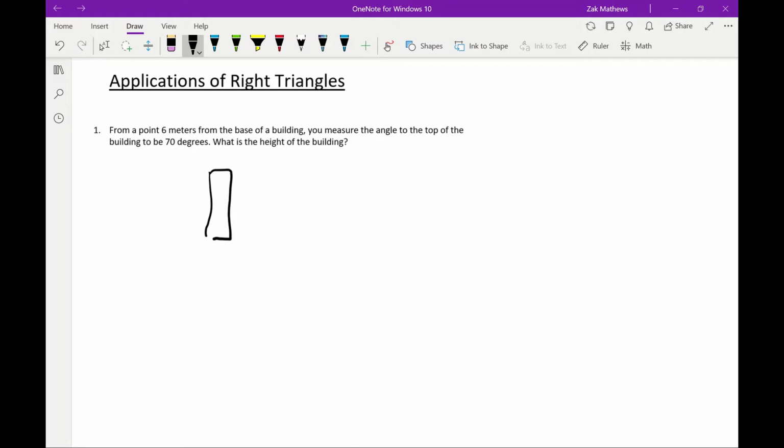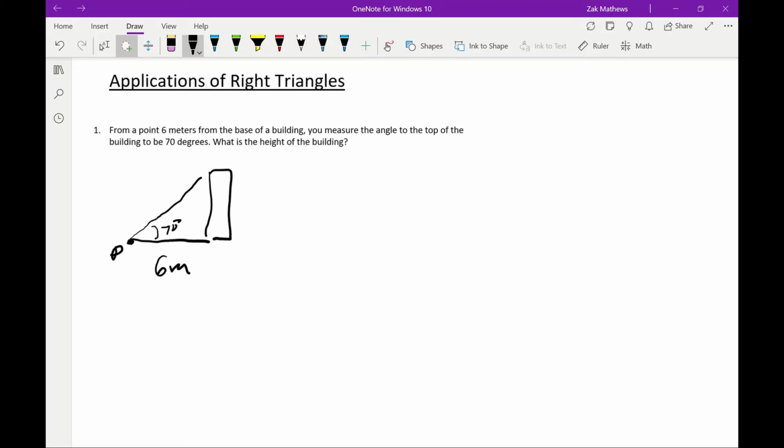Now, for this class, you can always assume buildings are built correctly, meaning they form 90 degrees with the ground, unless it's otherwise stated. So for instance, if I said we have the Leaning Tower of Pisa, that's obviously not going to be at a right angle. Or if I say that we have a hill, then again, it won't be a right angle. So if it's not specified that we have a hill or a leaning building, assume it does form a right angle. From a point 6 meters from the base of that building, I'm going to call this point P right here. I think it helps to have letters or labels on your points if you are just using points rather than a more detailed picture. So from a point, we know that's 6 meters from the base of the building, and we know that the angle to the top of the building is 70 degrees.